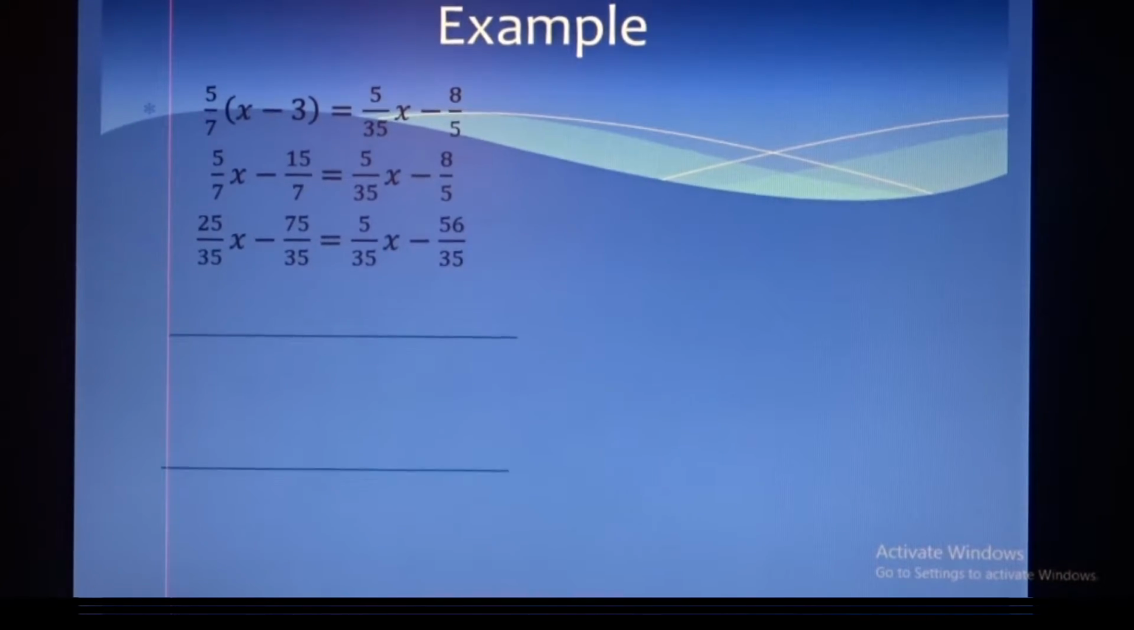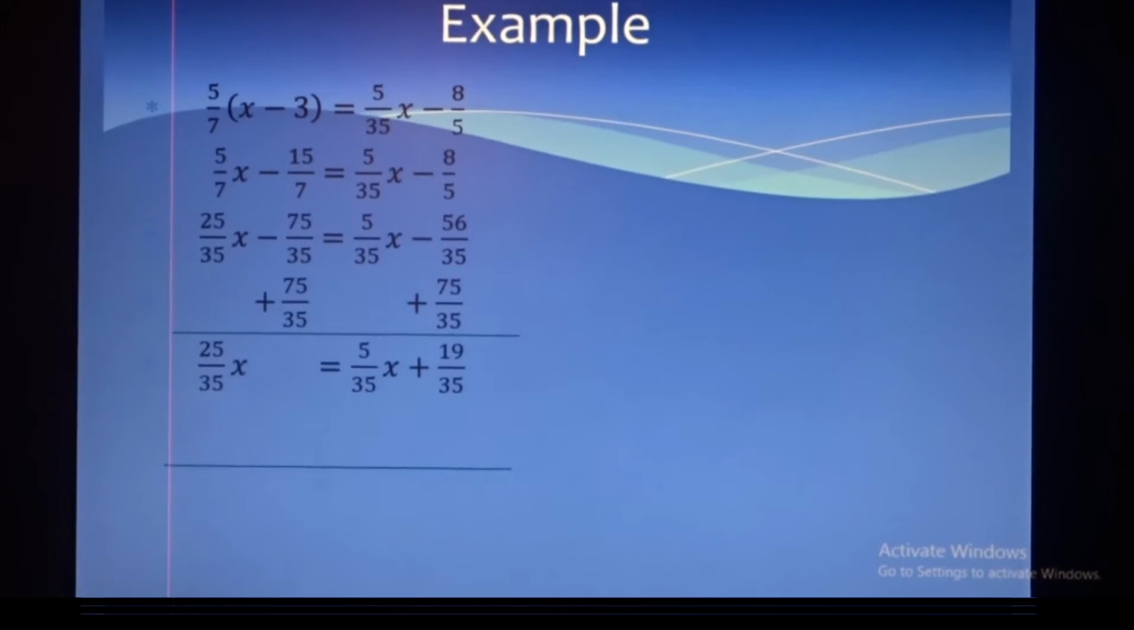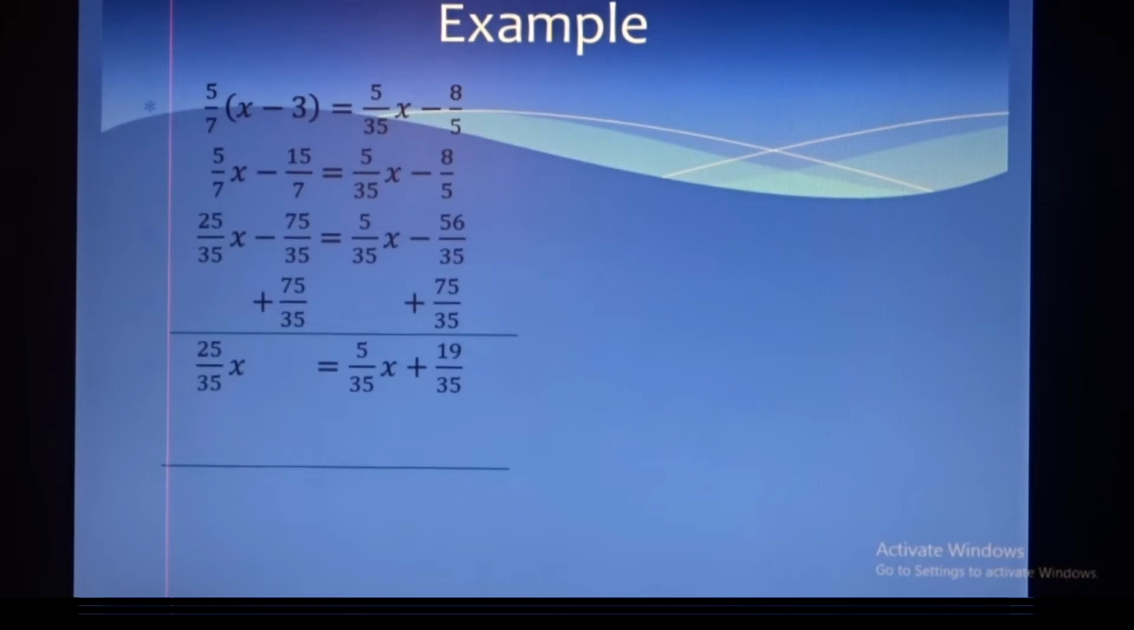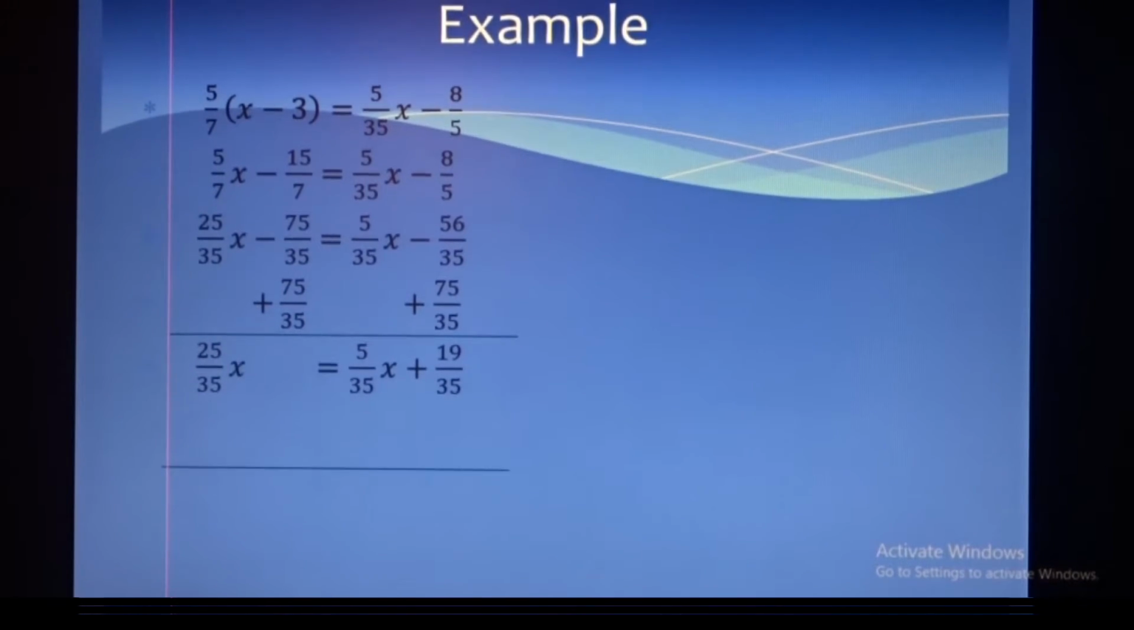Now we're going to combine our negative 75 over 35. We're going to add it to both sides. That's going to leave us 25 over 35x equals 5 over 35x plus 19 over 35. Now we're going to combine our x's on the left-hand side of the equation. So we have to subtract 5 over 35 x's from both sides. That leaves us 20 over 35x equals 19 over 35.